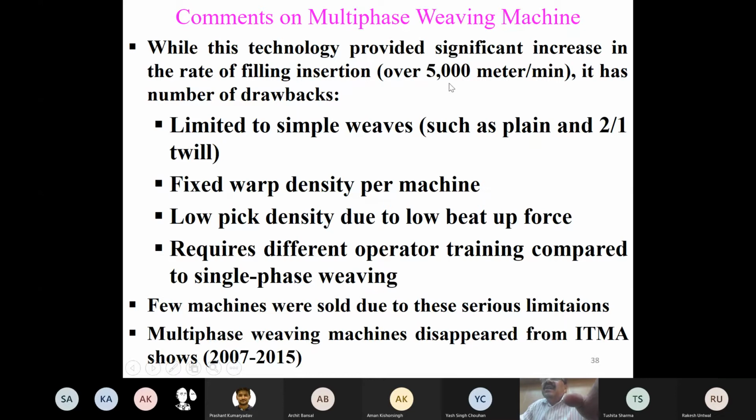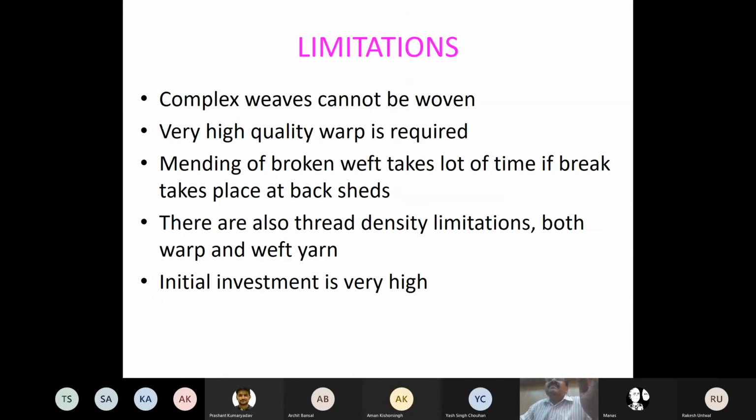Look at the figure. It is in fact beyond this. Sometimes it is 6,000 meters per minute. But because of all these limitations, the technology is not really used in industry, is not a popular machine in the weaving mill. So all these points I have discussed. Complex weave cannot be woven. Very high quality warp is required. Okay, this point I have not discussed.